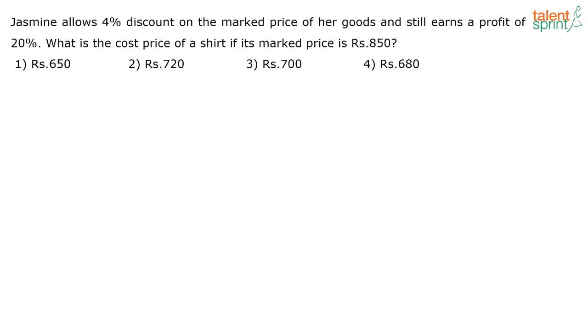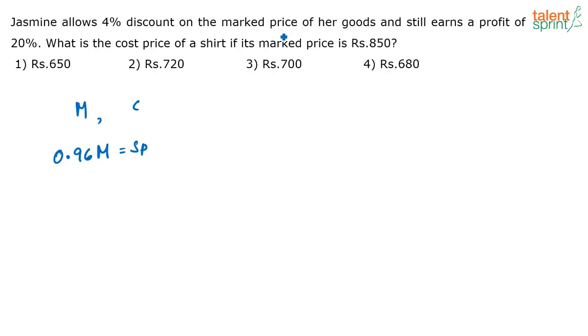Next, Jasmine allows 4% discount on the marked price of her goods and still earns a profit of 20%. What is the cost price of the shirt if it is marked at rupees 850? Okay, how do you solve this? So what are they saying? Let us assume that marked price is M and cost price is C. So Jasmine is allowing a discount of 4% on the marked price, or she is selling it for 0.96 of the marked price. Yes, 4% discount means this is her selling price.